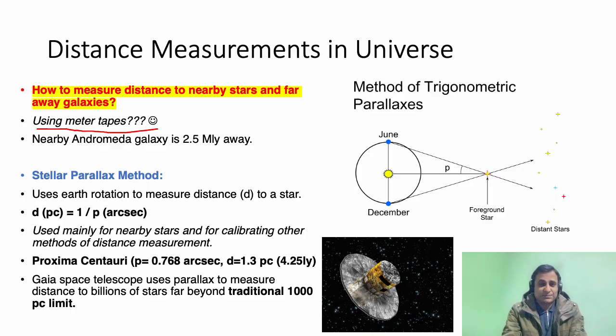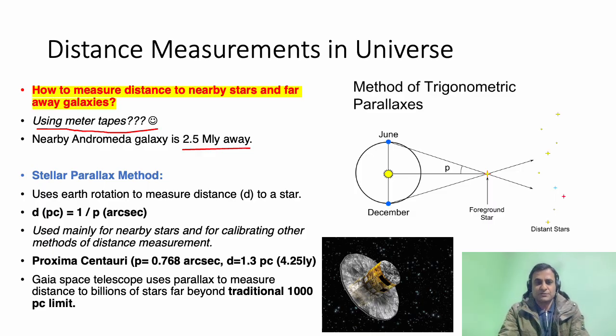Just as an example, the nearby galaxy to the Milky Way is Andromeda, and Andromeda is 2.5 million light years away from the Earth. So it means that even if you travel at the speed of light from the Milky Way, you will reach Andromeda after 2.5 million years.